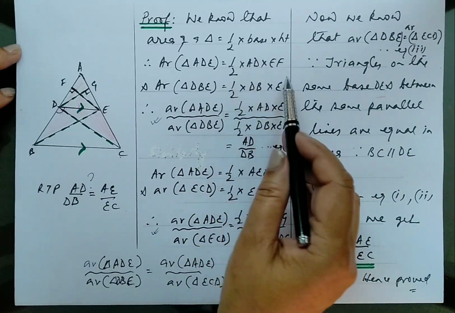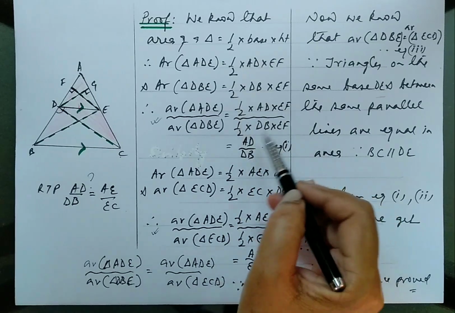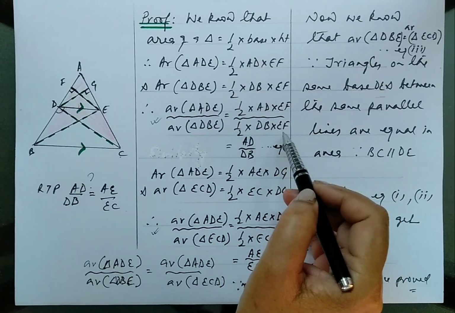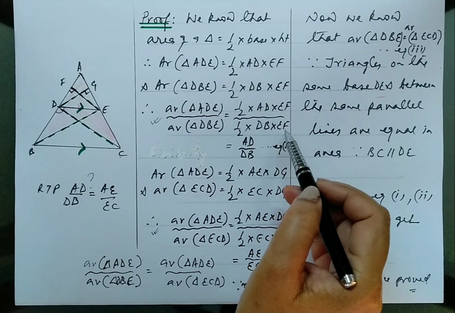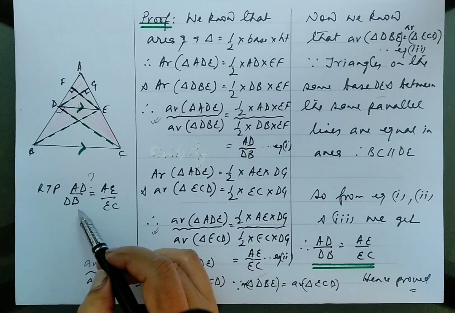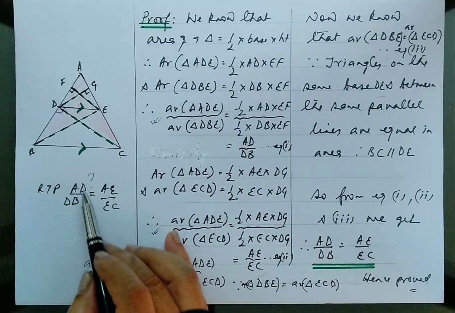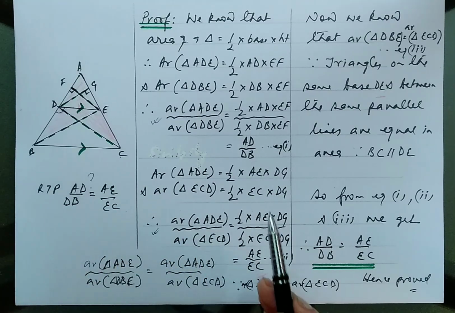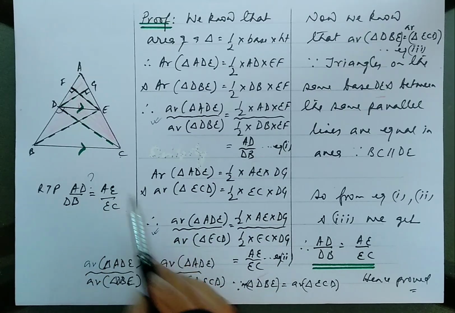So we copy paste this here, and what do we find? That half gets cut, EF gets cut because they are the same, and we are left with AD upon DB. So 50% of our battle is over, guys, because we have found this. Isn't that a good thing? Now let's go ahead and try to find this also.